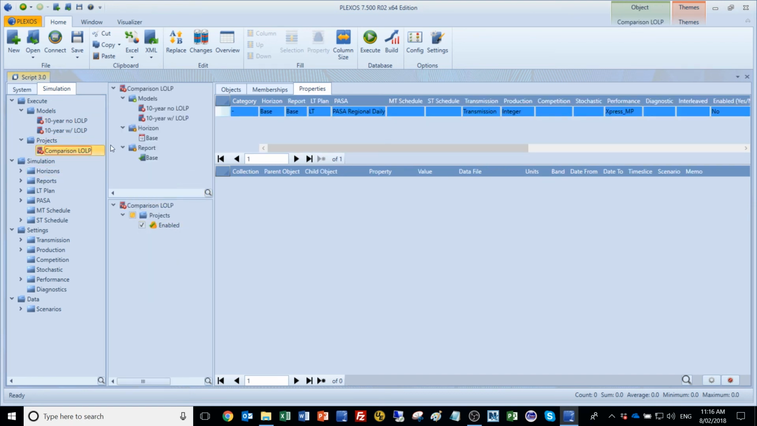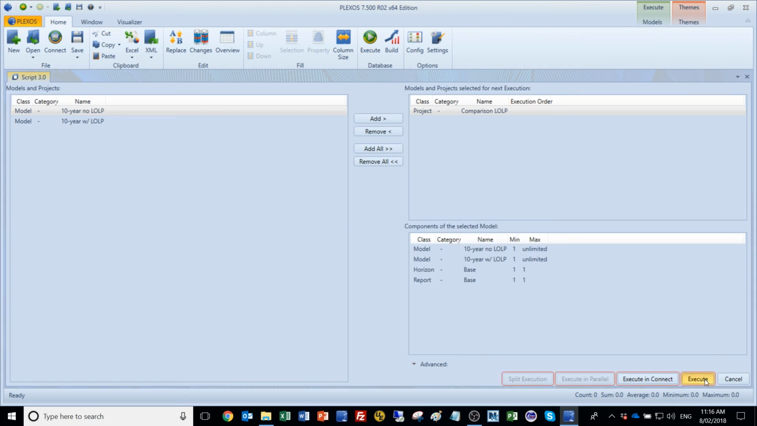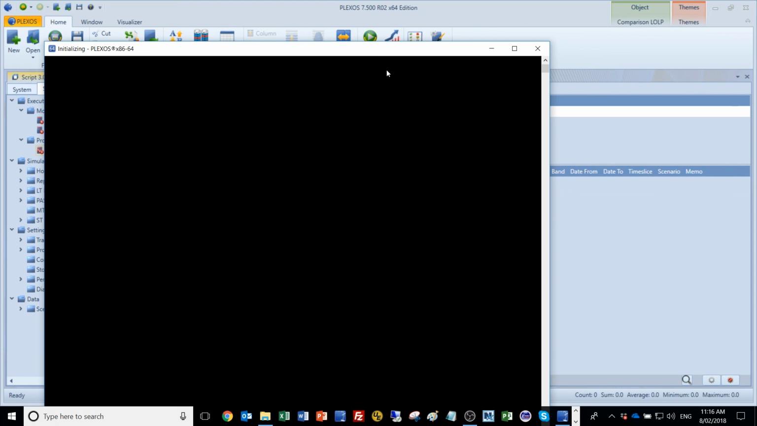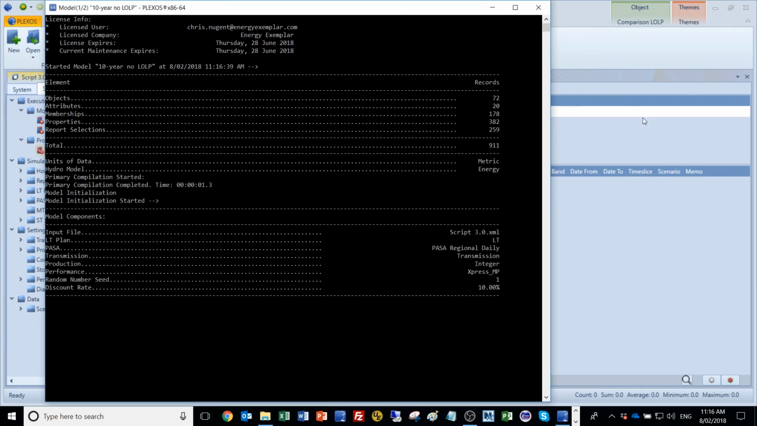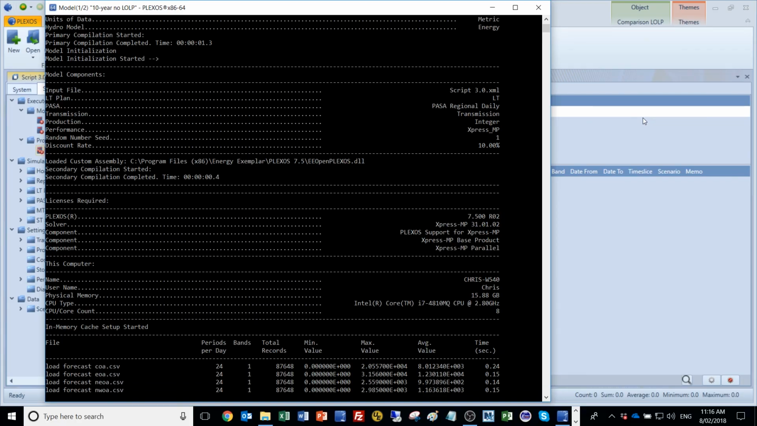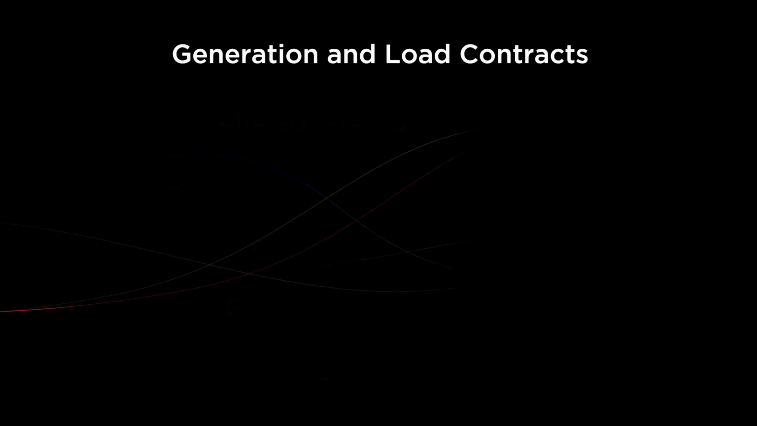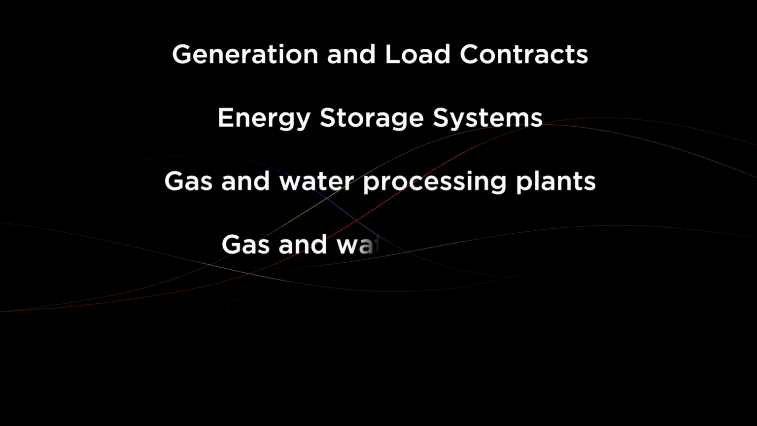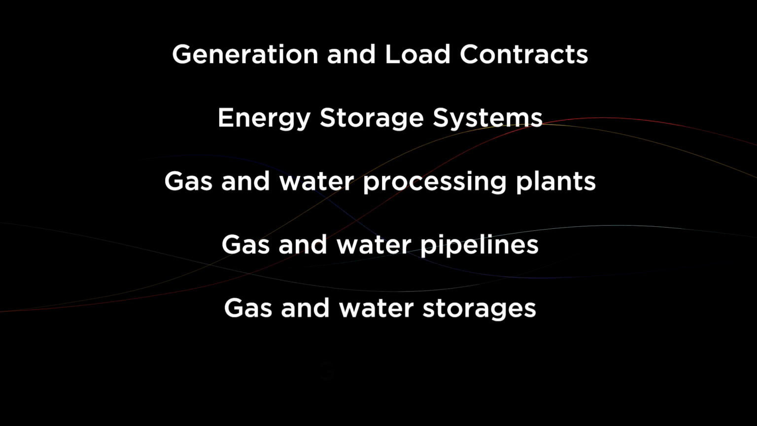With all set, you may execute your long-term model. You may also use other reliability indices as constraints, such as minimum capacity reserve or minimum native capacity reserve. Other build candidates may be considered, including generation and load contracts, energy storage systems, gas and water processing plants, gas and water pipelines, gas and water storages, and gas fields.